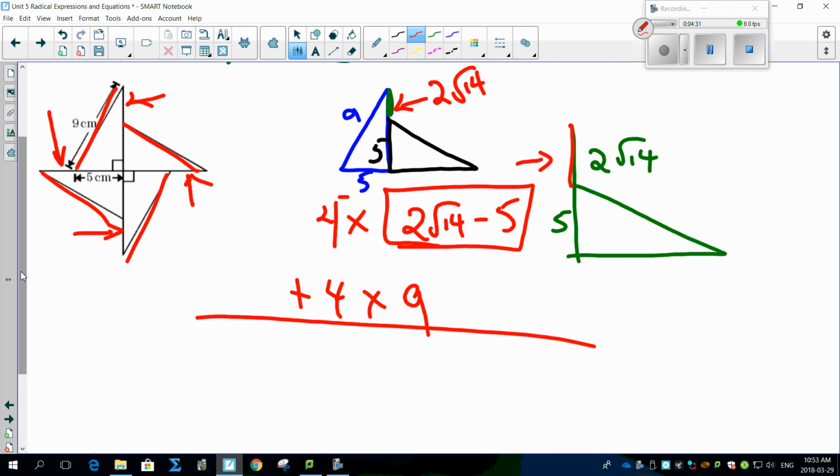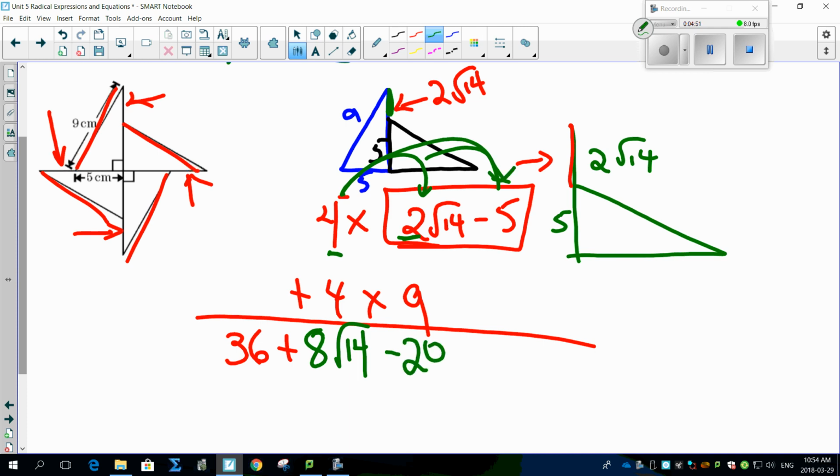Well, 4 times 9 we did before. That was easy. That's just plain old 36. But let's look at the top now. All we have to do is distribute. 4 times 2 is plus 8 root 14. And then we have 4 times minus 5, which is minus 20. And lo and behold, we can combine those two. 36 minus 20 is going to give you 16, plus 8 root 14.